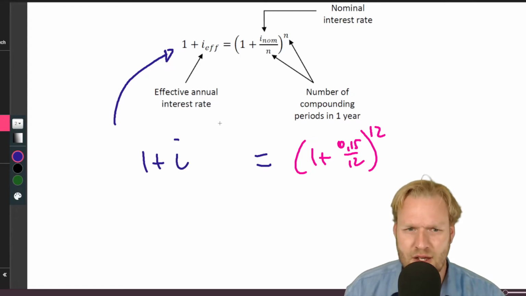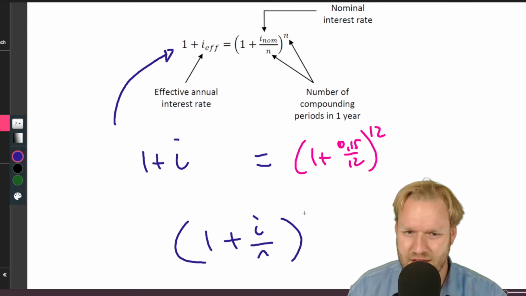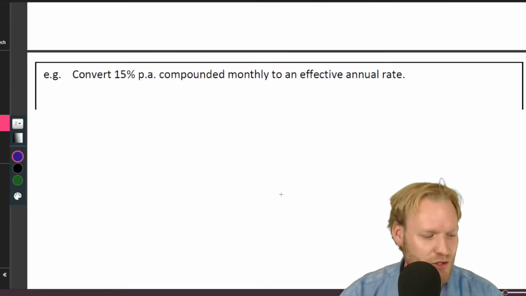But the key bit that I want to hone in on is, you keep on writing 1 plus I over whatever that thing is, to the n. So if it was monthly, 12 and 12. If it was quarterly, 4 and 4. And that's what we've been writing for quite a while. Okay, ready to hit a few examples. I know that I am, so let us go for it.